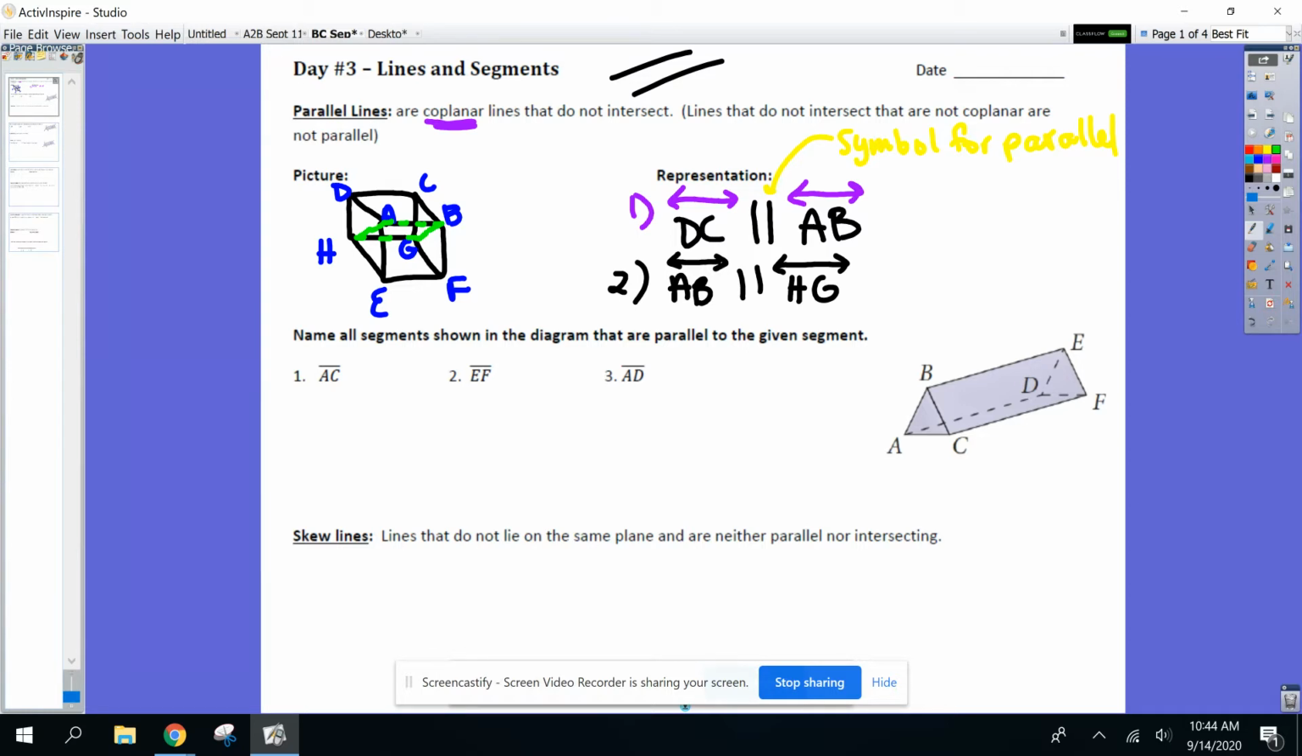Remember, I know they're on the same plane, but what are they doing to each other? Yeah, so that's a no-go. Okay? Yeah, there's a lot of combinations that would not be parallel. Okay? All right, I'm going to turn this over to you guys.